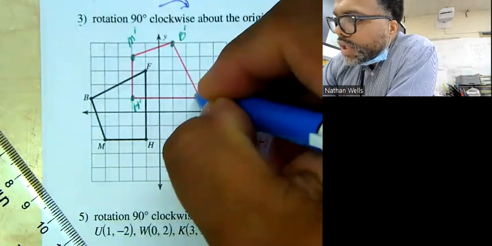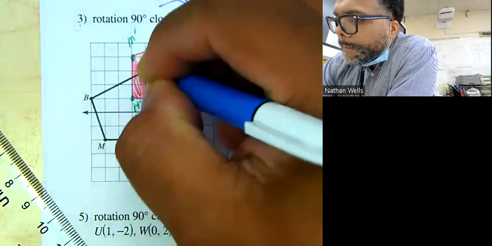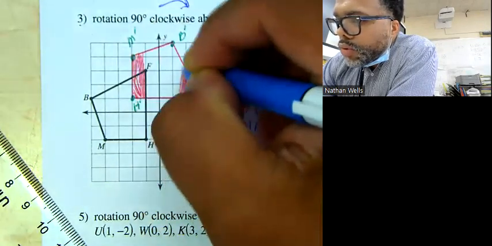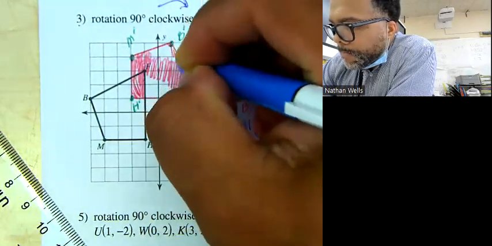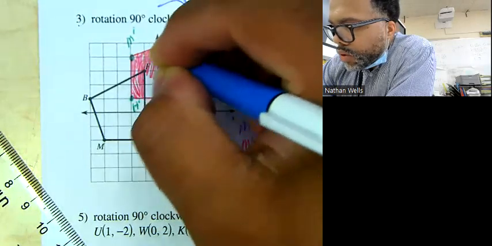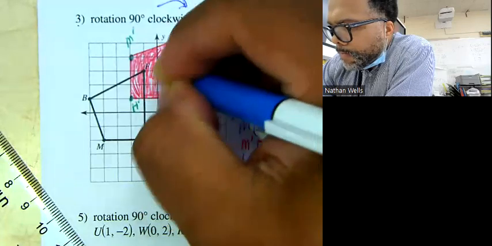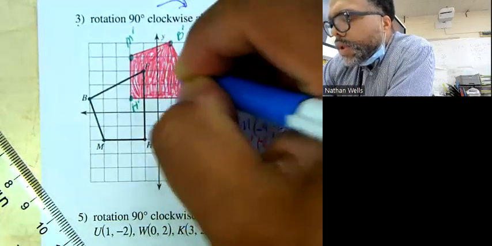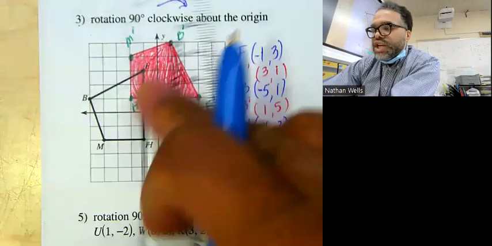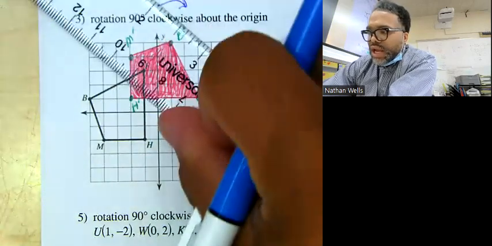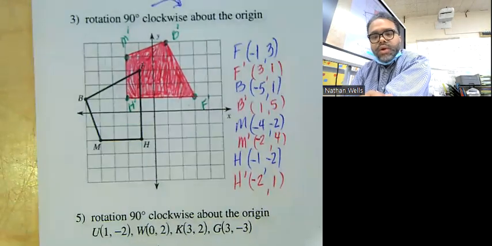I'm going to go ahead and shade these in. And this is what a 90-degree clockwise rotation would look like on a coordinate plane for this shape. Really hope this helps.